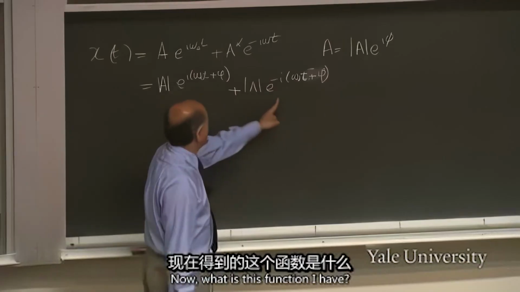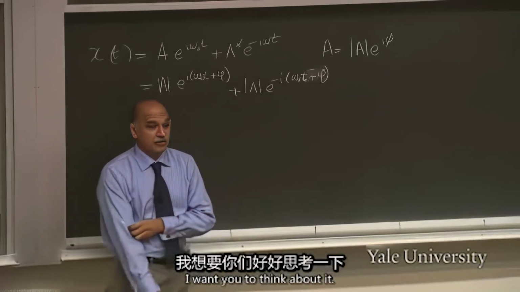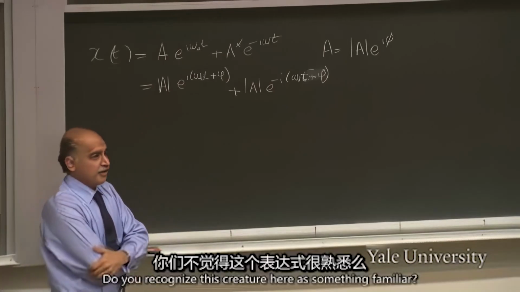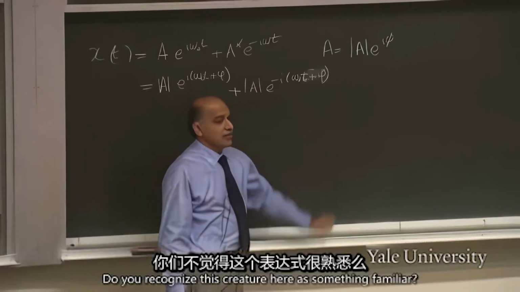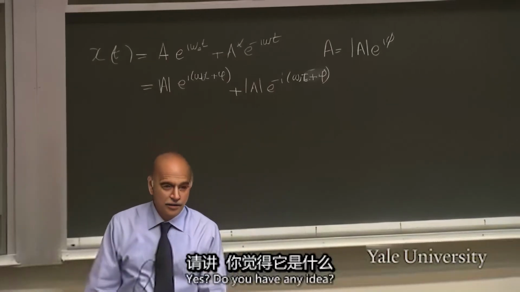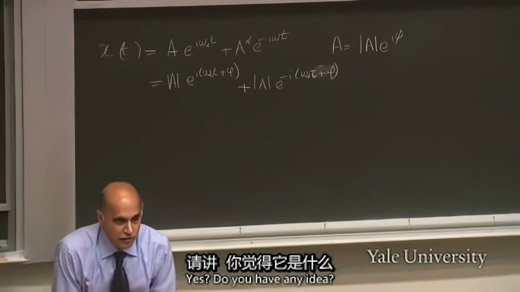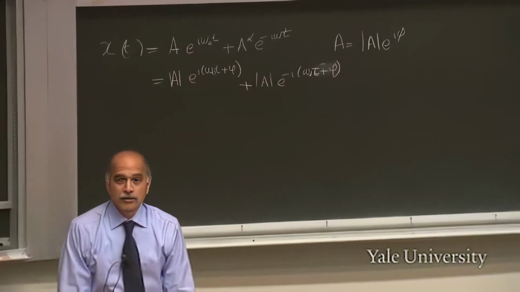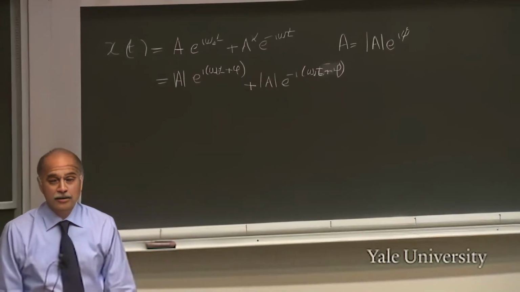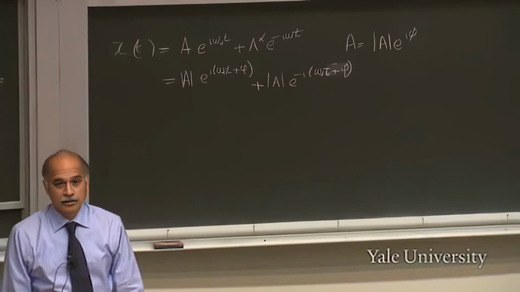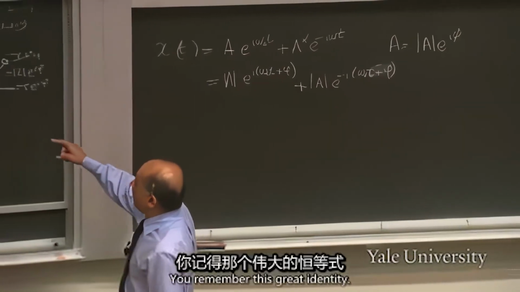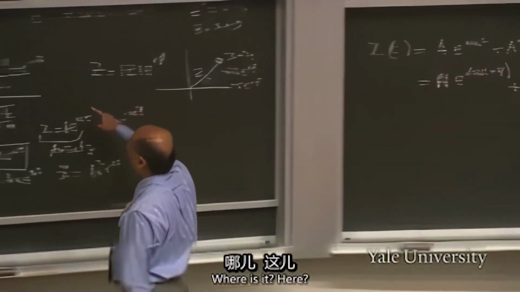Now, what is this function I have? I want you to think about it. Do you recognize this creature here as something familiar now? Have any idea? Well, if you pull out the A and combine those, you remember this great identity. Where is it? Here. This one.